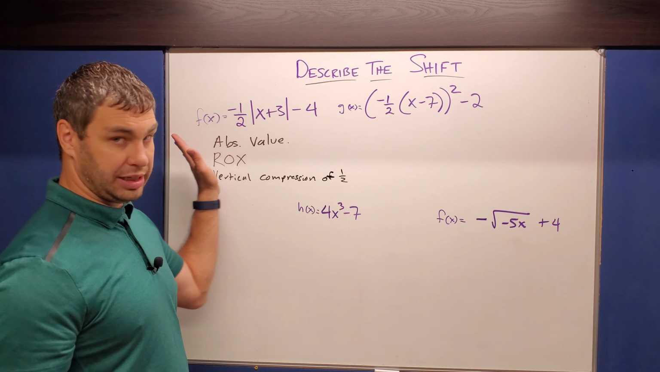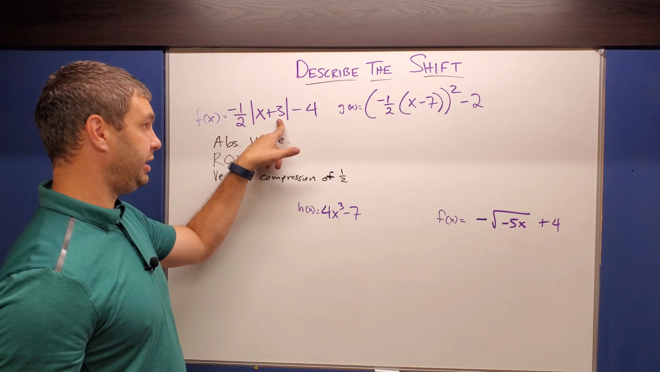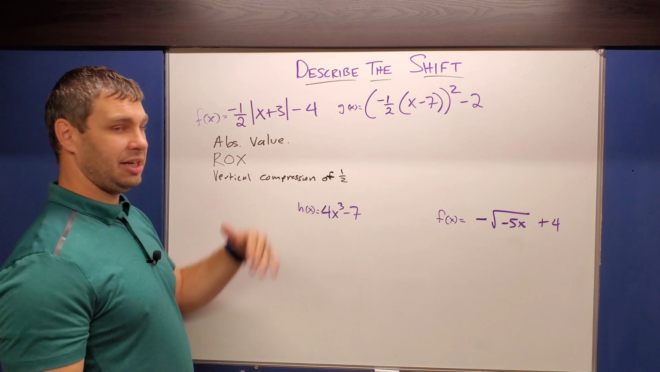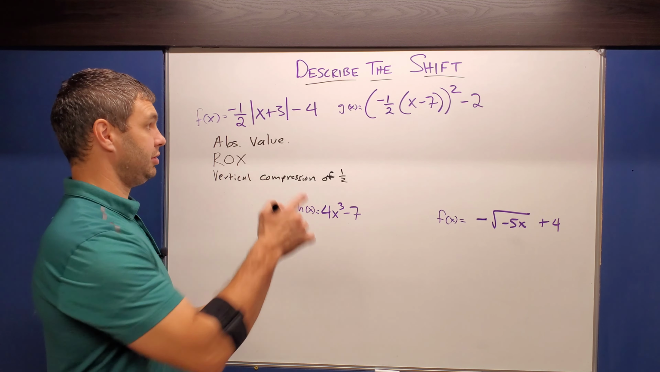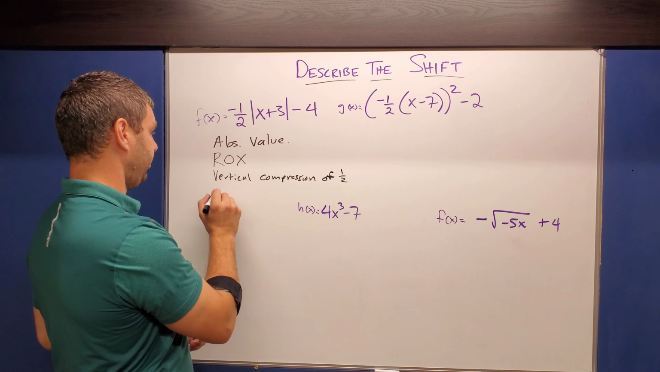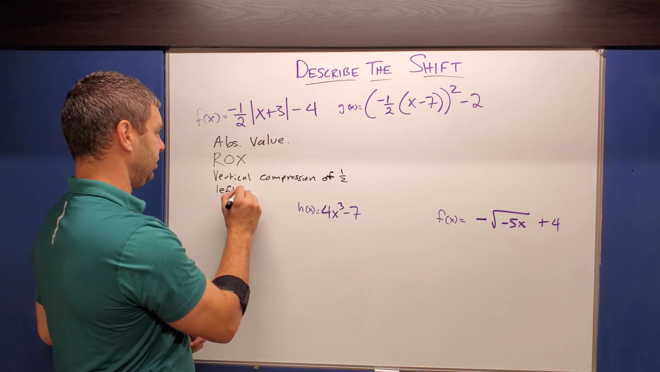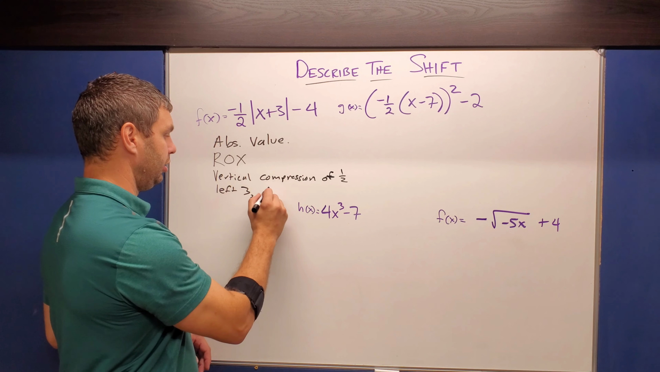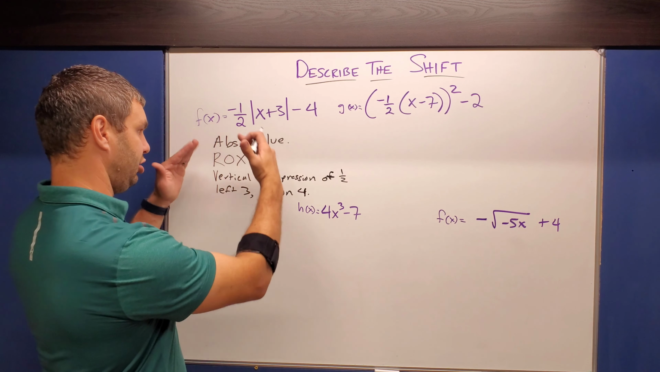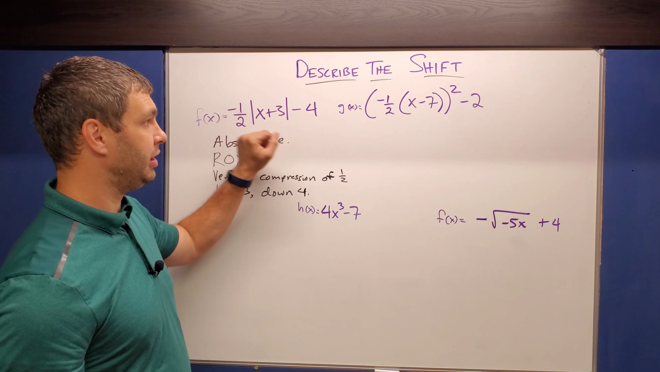All right, and then again from left to right, the next thing I come to is this +3, and then the -4. The numbers on the inside and the one at the end affect this left and right and up and down. So the one on the inside is left and right. In this case, if it's +3, it's going to the left 3. And the number at the end, it does go the way that the sign says. So here, if it's -4, it'll be down 4. All right, down 4. So that's how you would describe the shiftings of this function.